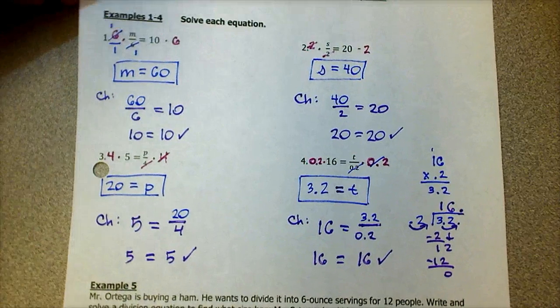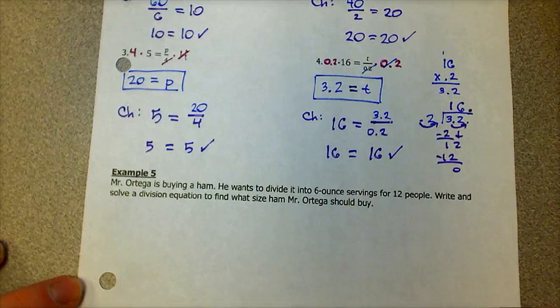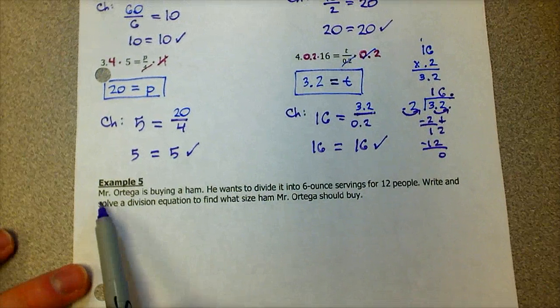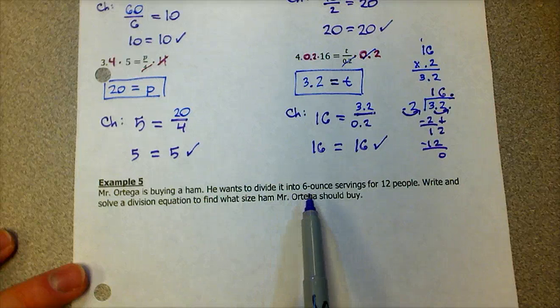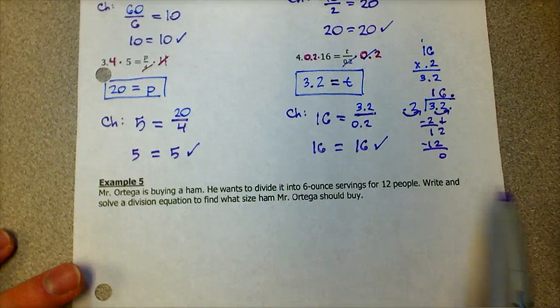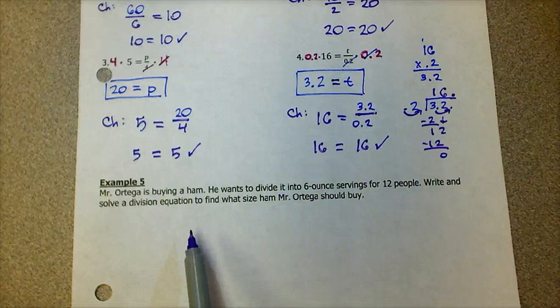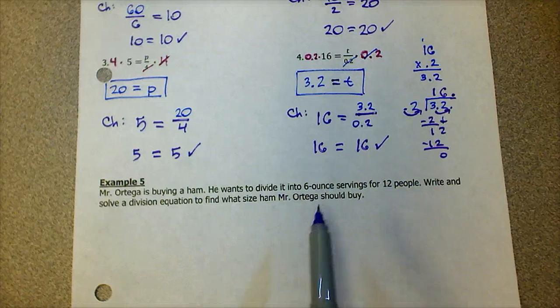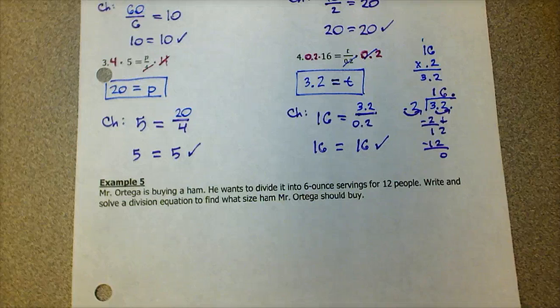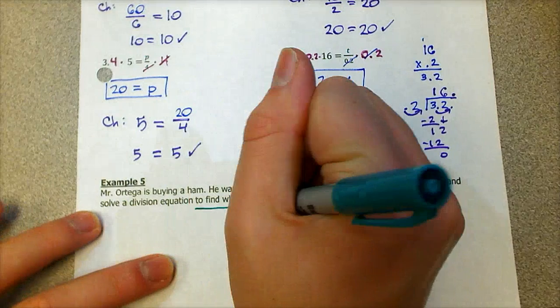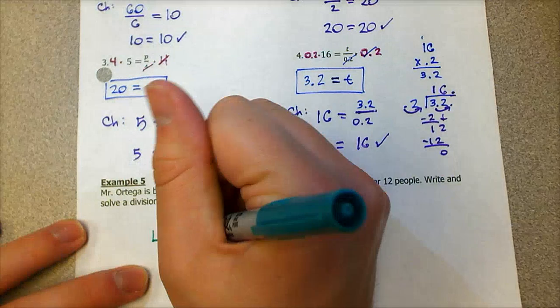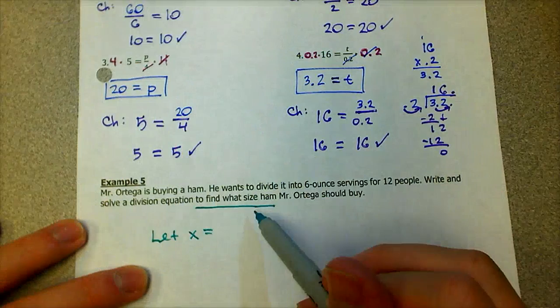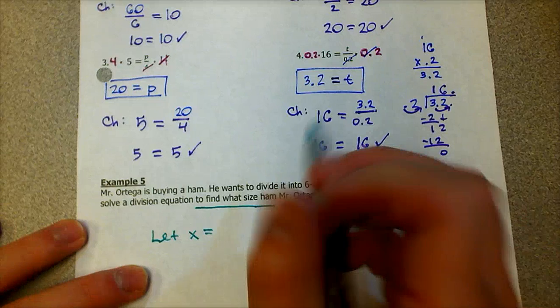All right, let's finish up with a couple of word problems involving division equations. So number 5 says Mr. Ortega is buying a ham. He wants to divide it into 6-ounce servings for 12 people. And we need to write and solve a division equation to find what size ham Mr. Ortega should buy. So our let statement, we're asked to find what size ham. So we could say let x equal, we're measuring our ham in ounces, so we could say number of ounces.